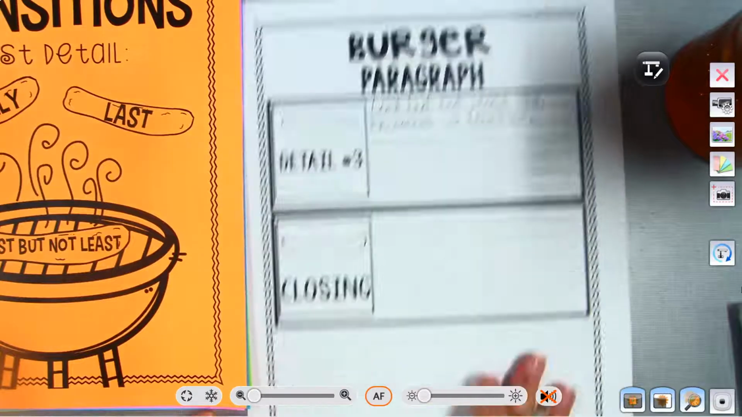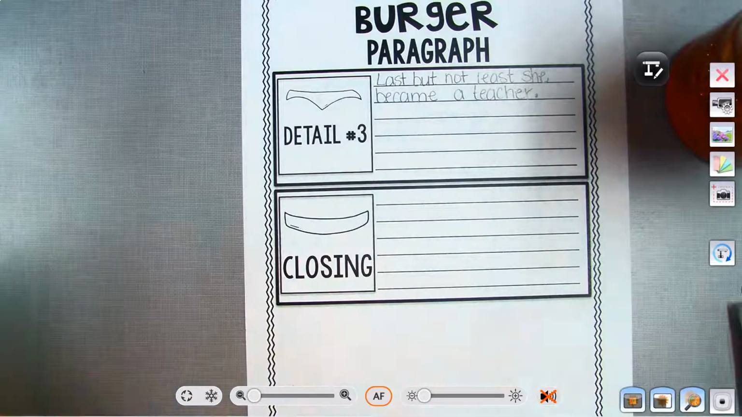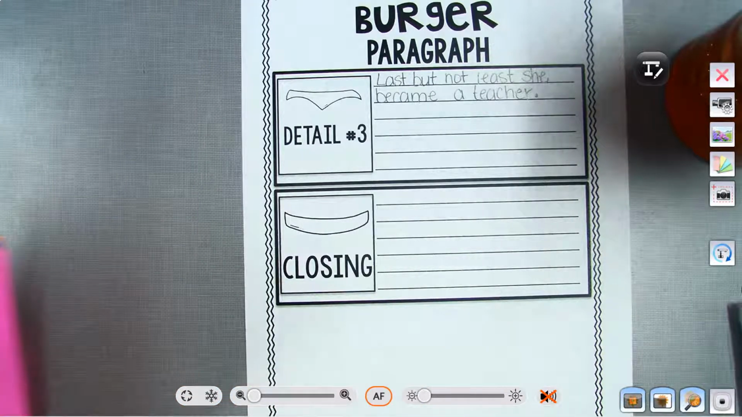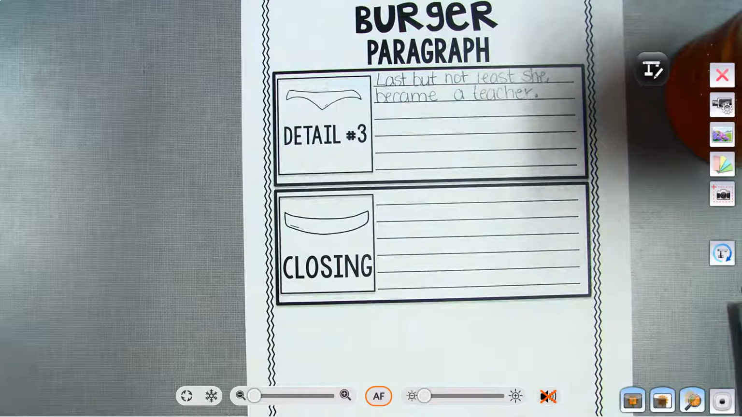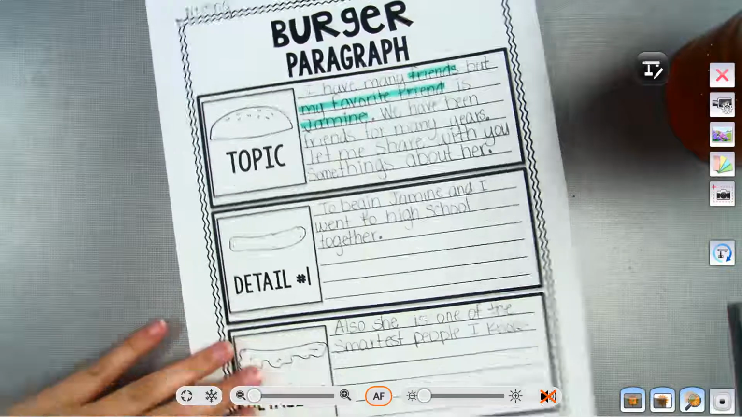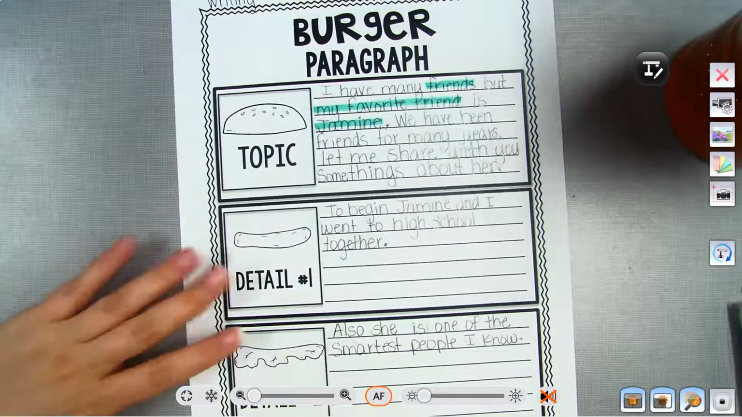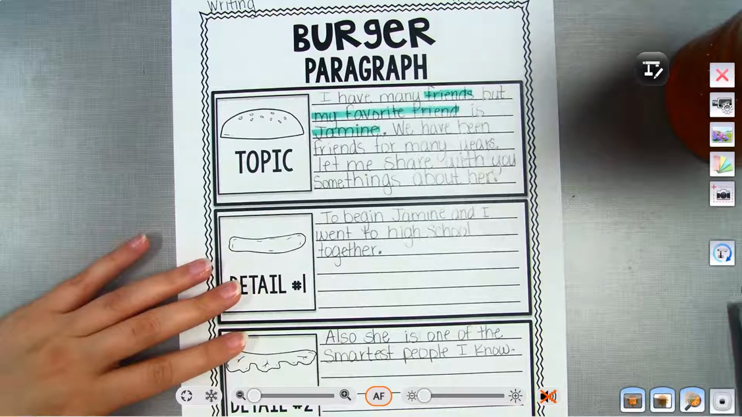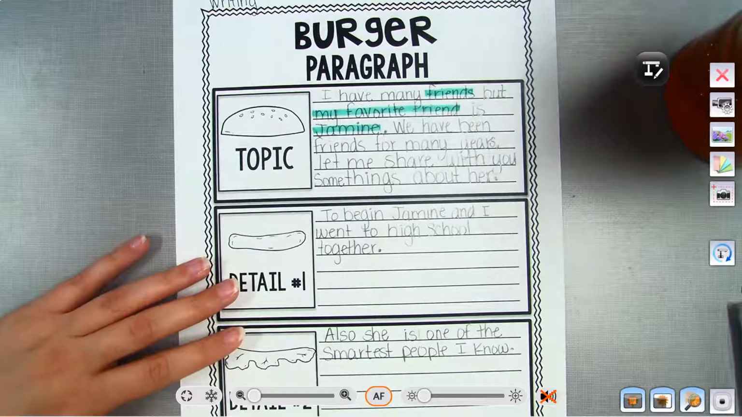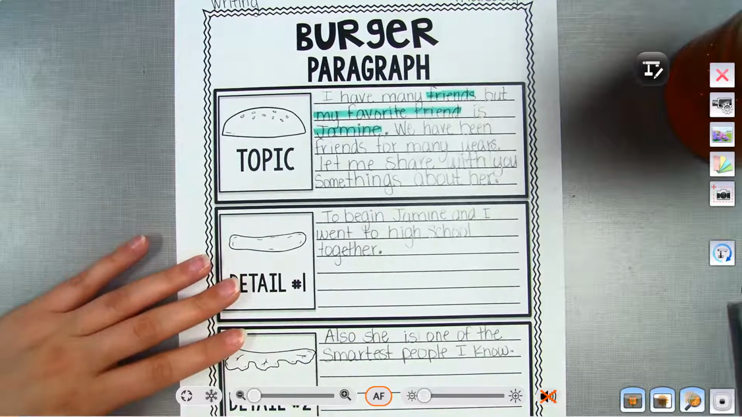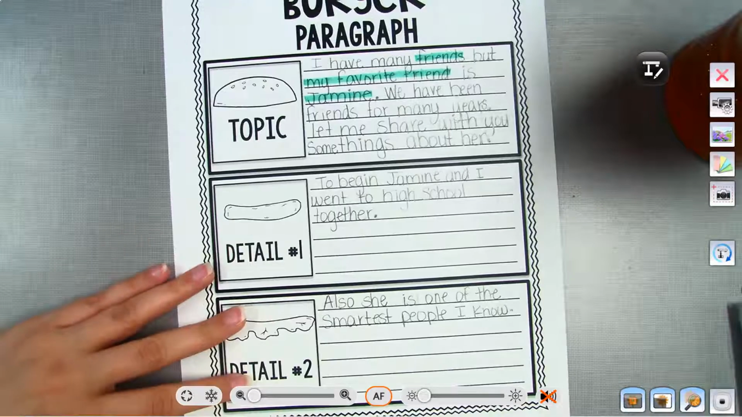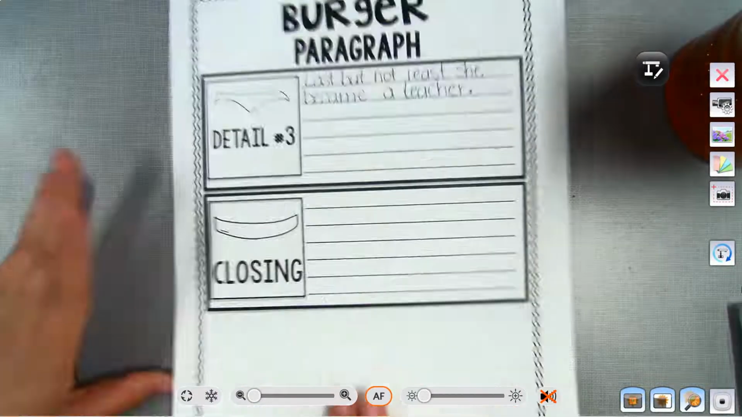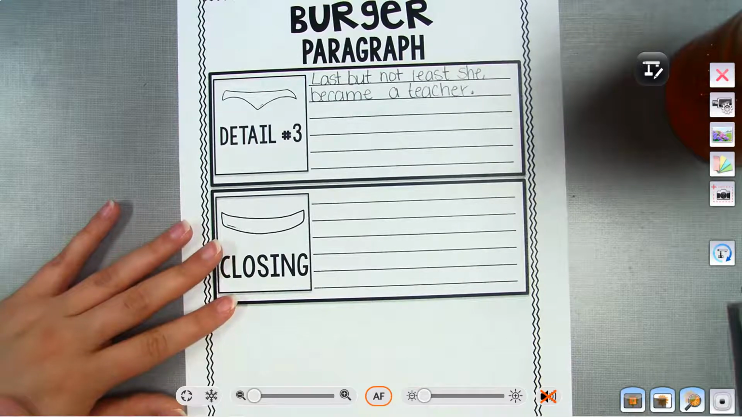Okay, and then I'm going to do my closing. So my closing, guys, is where I'm going to go ahead and close my paper. I'm done talking about my friend. I wrote my 3 details. So let's kind of go back over and read what I have. I'm going to start with my topic. I have many friends, but my favorite friend is Jasmine. We have been friends for many years. Let me share with you some things about her. To begin, Jasmine and I went to high school together. Also, she is one of the smartest people I know. Last but not least, she became a teacher.